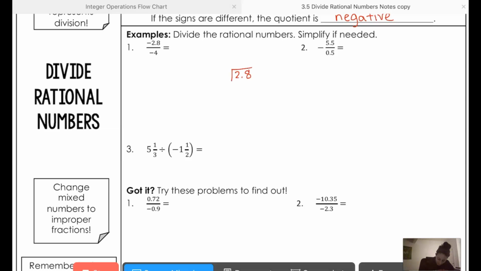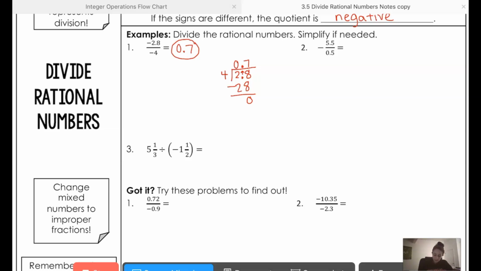2.8 divided by 4. So I'm going to ask myself, how many times does 4 go into 2? 0. 4 times 0 is 0. How many times does 4 go into 28? 7. 4 times 7 is 28. Subtract and we get 0. And our decimal place in our quotient is just going to go straight up. So 0 and 7/10. And it was a negative divided by a negative, so my answer is positive. So positive 0 and 7/10.